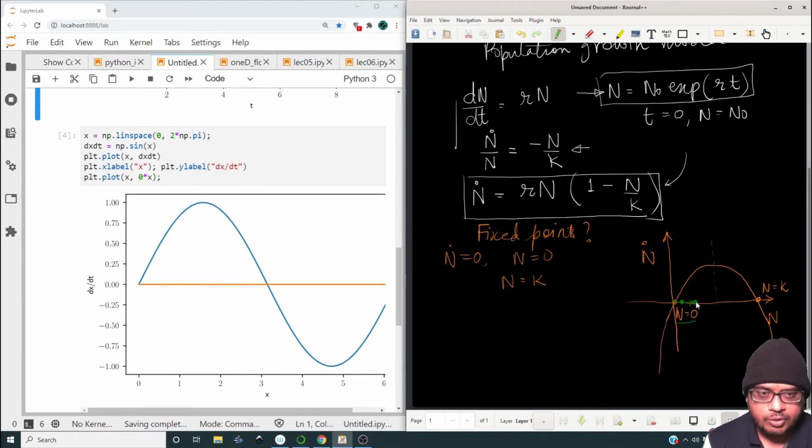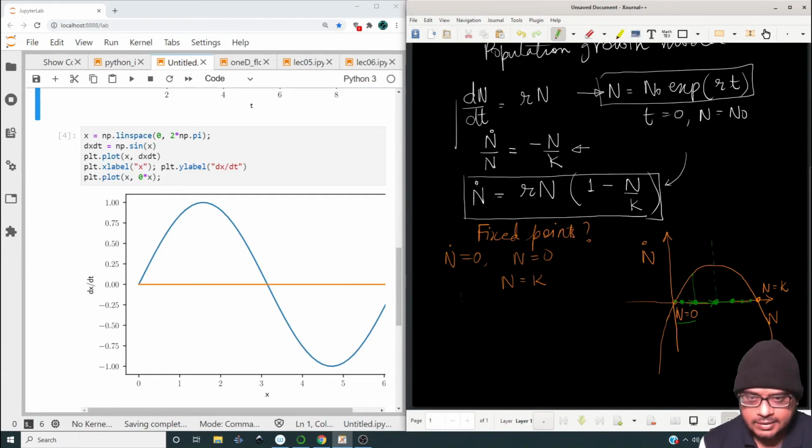At this particular point, N dot has increased, so the population will grow quite fast. In the same time, it will grow faster because N dot has increased. Once it reaches this point, N dot is still positive, so the point will still move to the right. Once it reaches this point, N dot has begun to reduce, so the point will slowly move towards N equal to K.